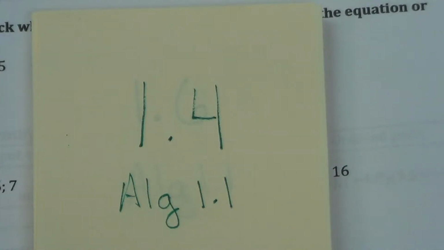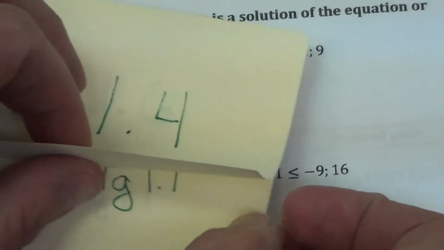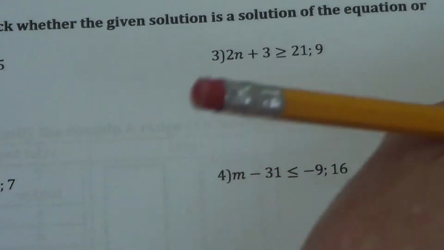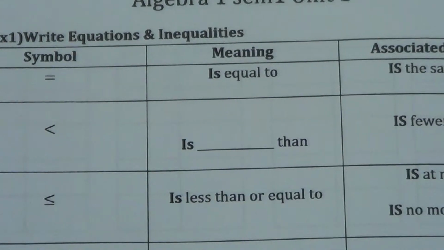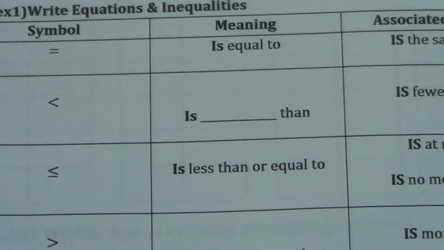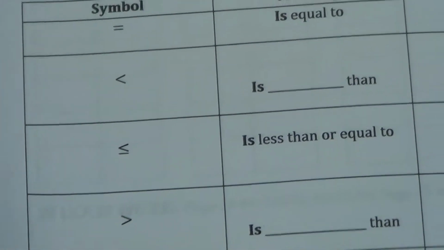This is section 1.4 in Algebra 1-1. Section 1.4. Okay. In this section, we are writing equations and inequalities. In your notes, you can see that we look through the meaning of the symbols.